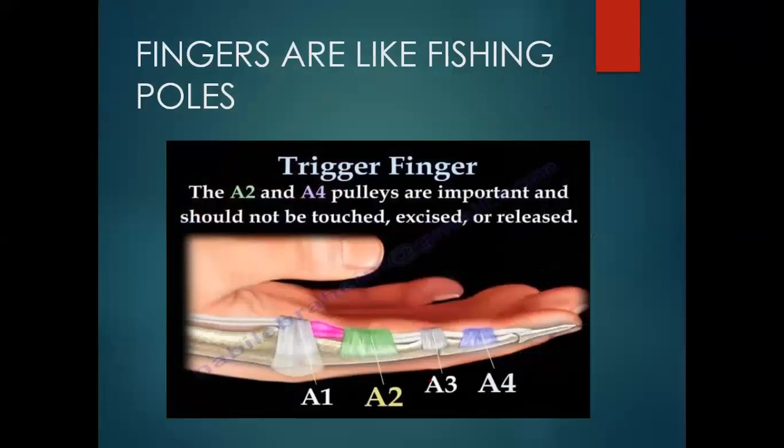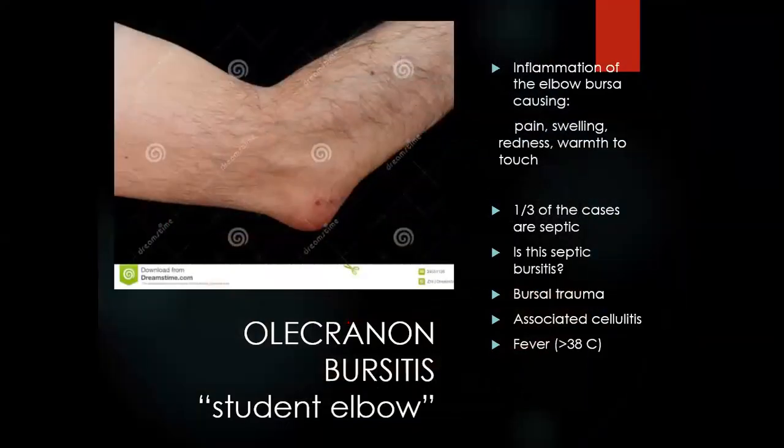So here's these pulleys. The A1 pulley sits right here at the palm level, and then you've got A2, A3, A4. But generally it's the A1 that we can mess with, but we don't want to mess with A2 or A4. If that's the problem, we need to send them to a hand surgeon. But if it's an A1 pulley, then we can go ahead and get in there, inject with corticosteroid, and call it a day, and hopefully they'll be better.